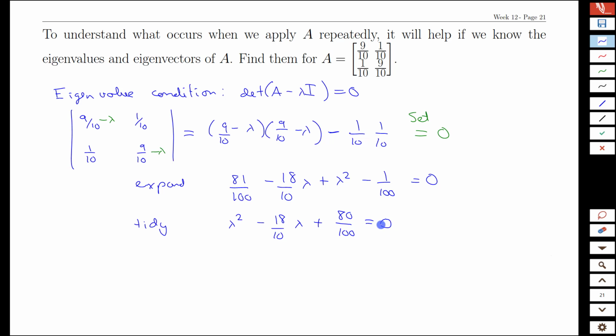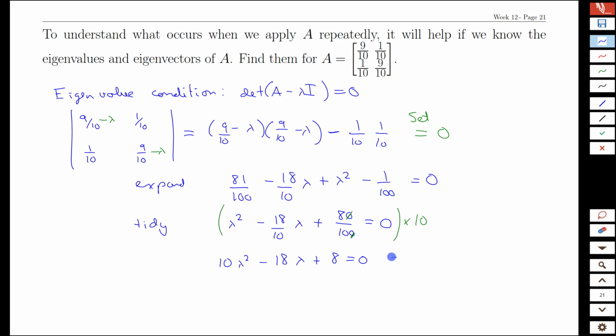And what can we do with that? Well, there's two things we can do. First off, we can cancel out a 0 here, so it's 8 over 10. And then what we're going to do is multiply this whole thing by 10 just to get rid of these horrible fractions. So 10 lambda squared minus 18 over 10, but times 10 is minus 18 lambdas, and plus 8 equals 0. Now that's a much nicer quadratic.